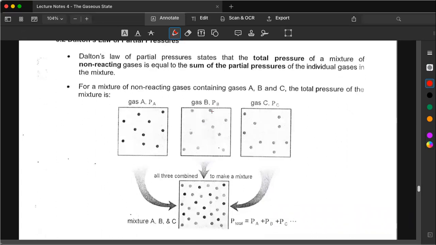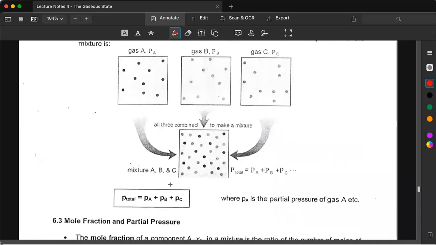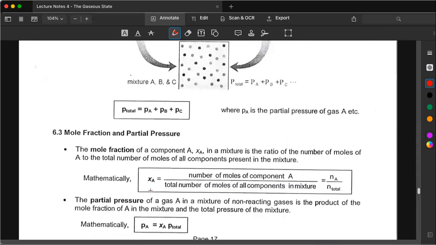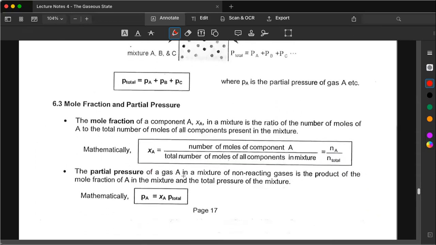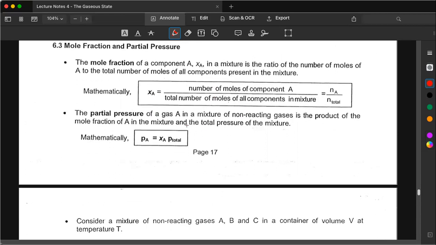So we have gas A, gas B, gas C. If we mix them in the same container, the total pressure will be the sum of the individual pressures, which we call the partial pressures. Now, the mole fraction of component A in a mixture is the ratio of the number of moles of A to the total number of moles of all components present in the mixture. Mathematically, the mole fraction equals the number of moles of component A divided by the total number of moles. Then the partial pressure is the product of the mole fraction and the total pressure.